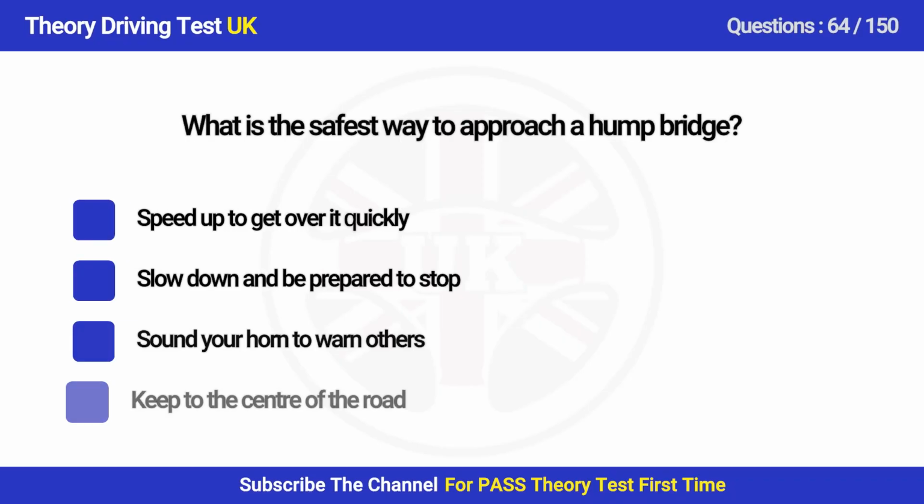Question 64. What is the safest way to approach a hump bridge? A. Speed up to get over it quickly. B. Slow down and be prepared to stop. C. Sound your horn to warn others. D. Keep to the center of the road.